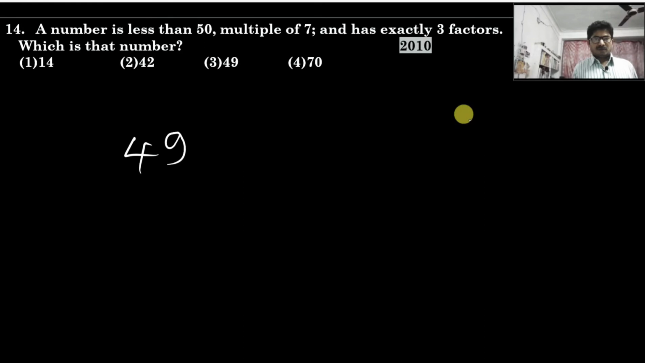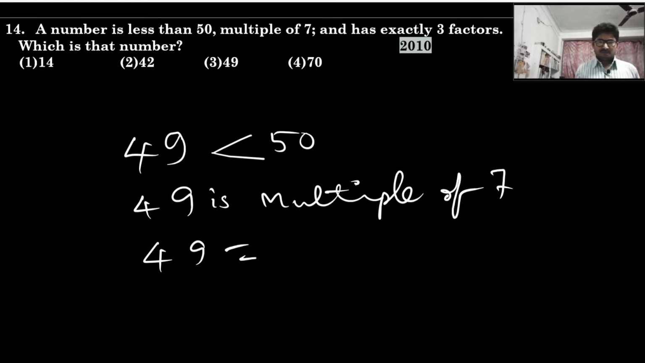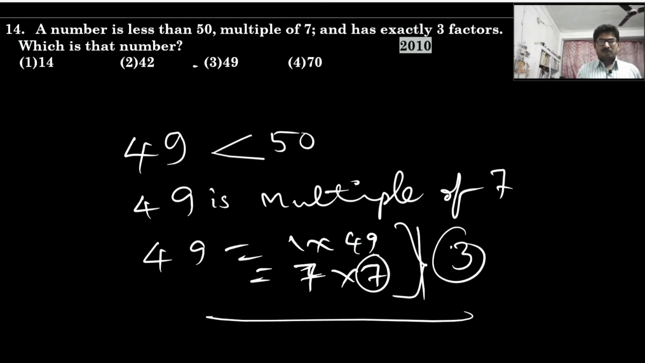Why? Because 49 is less than 50 and a multiple of 7, and 49 has 3 factors: 1 49s are, 7 7s are. So repeating, 1, 7, 49. So 3 factors. So option 3 is correct.